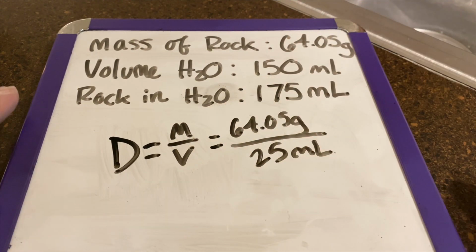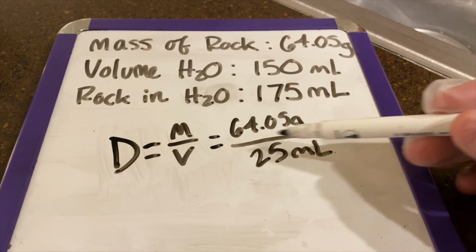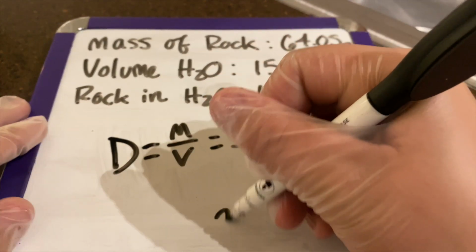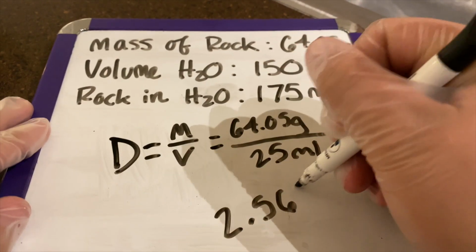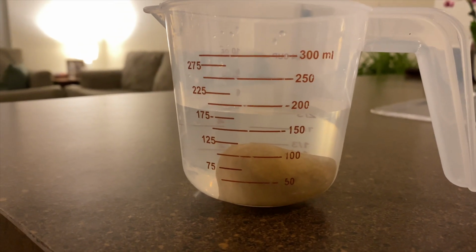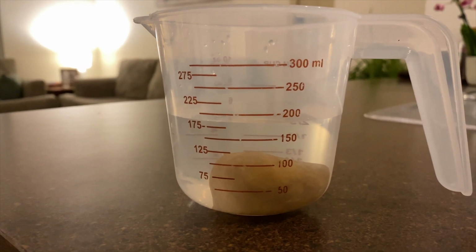Now it's a pretty simple division problem. You're gonna end up dividing 64.05 grams by 25 milliliters. And that's gonna end up bringing you 2.562 grams per milliliter.